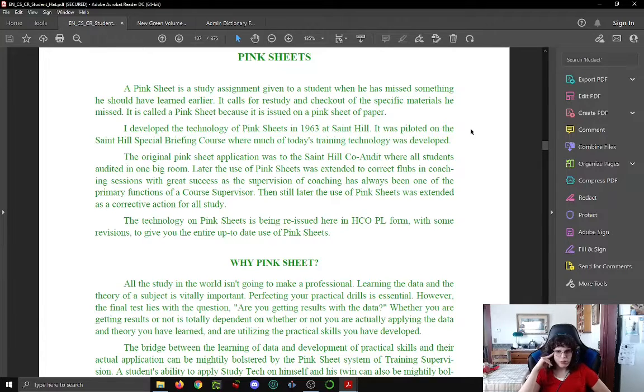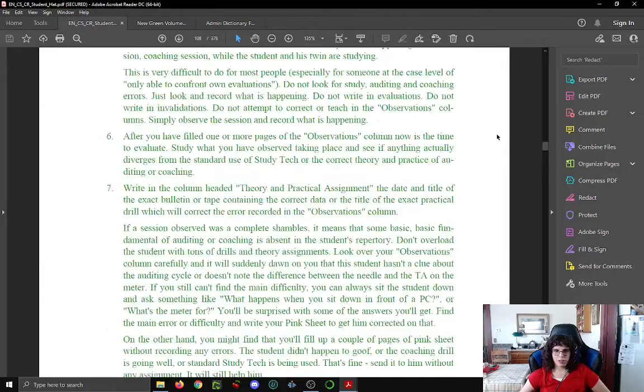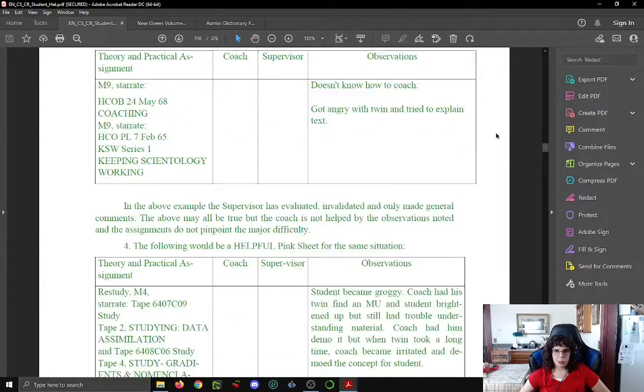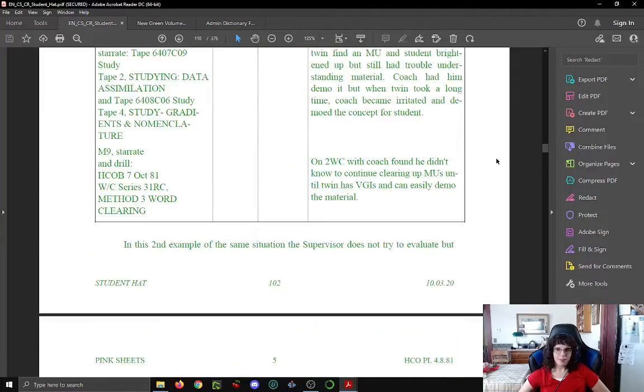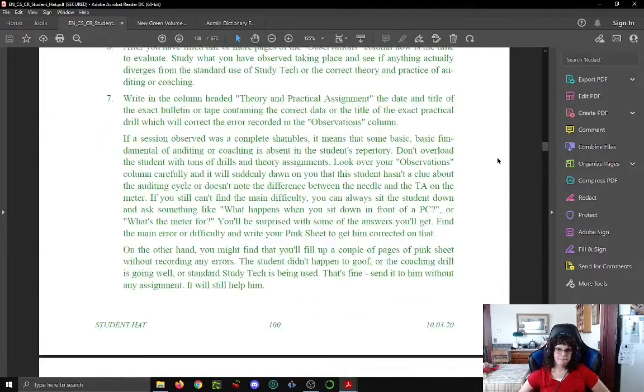Then, still later, the use of pink sheets was extended as a corrective action for all study. The technology on pink sheets is being reissued here in HCOPL form with some revisions to give you the entire up-to-date use of pink sheets. So how long is this? 1 page, 2 pages, 3 pages, 4 pages, 5 pages. Okay. 5 pages. We got this.